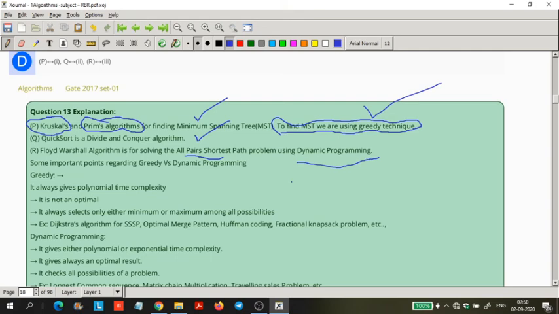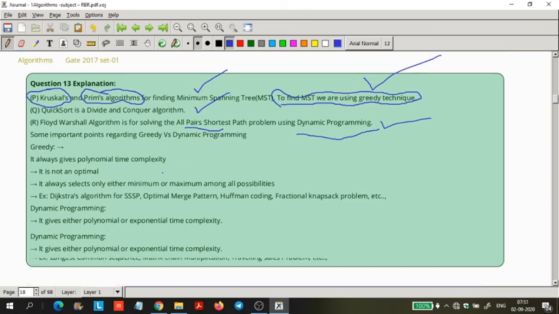A quicksort is a divide and conquer algorithm, and the Floyd-Warshall algorithm is for solving the all pairs shortest path problem using dynamic programming. Okay, so there are some important points regarding greedy and dynamic programming. Greedy techniques: Kruskal and Prim's algorithms are used for finding the minimum spanning tree.